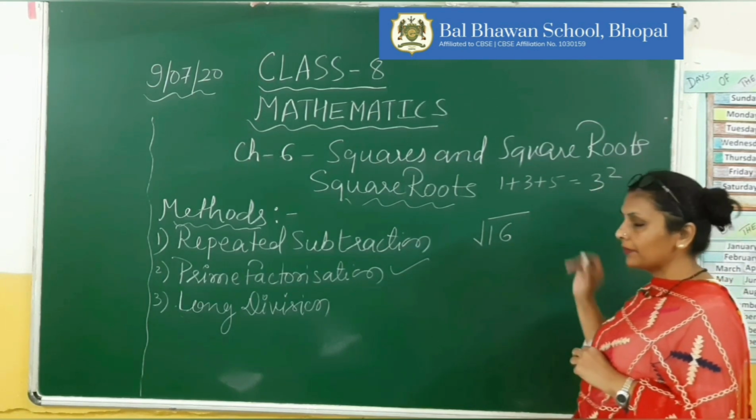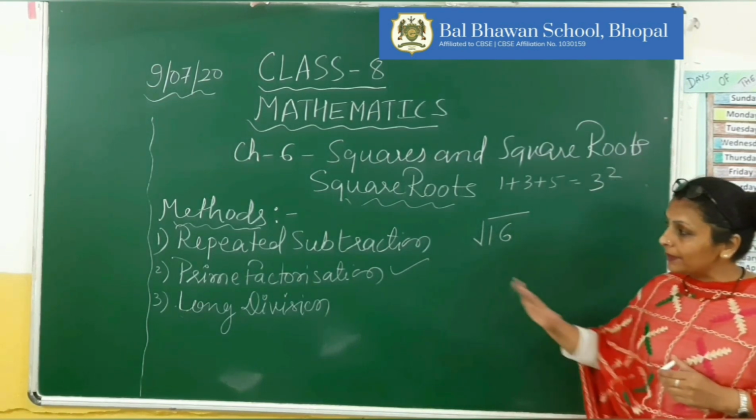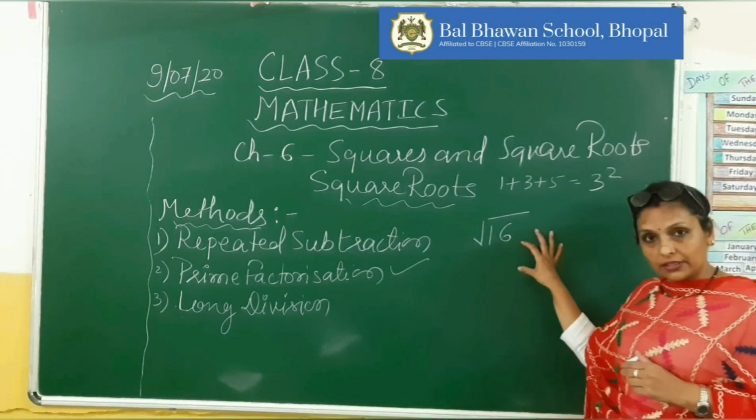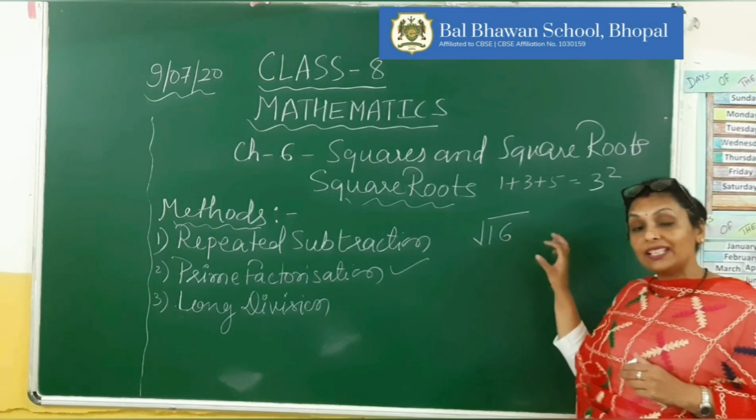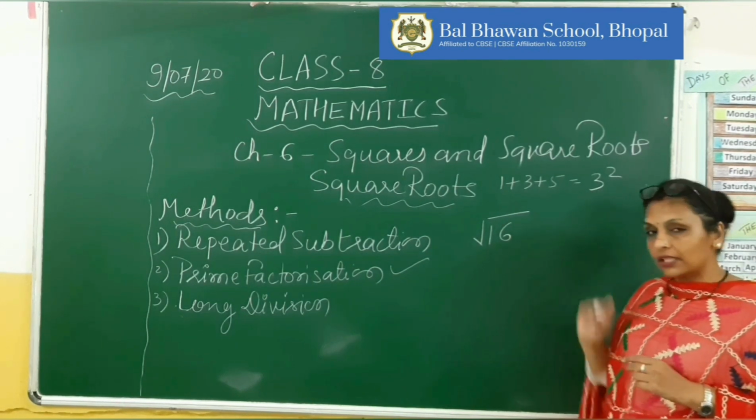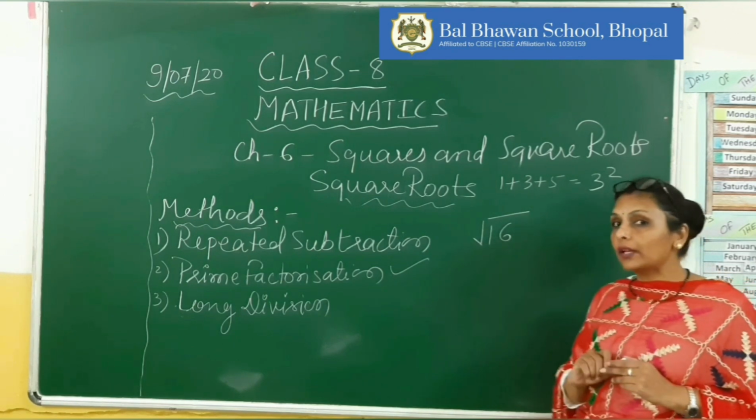The same concept will be used here. So through repeated subtraction, we take the number whose square root we have to find and we subtract odd natural numbers. Right? Like the first number, the number is 16, whose square root we have to find out.